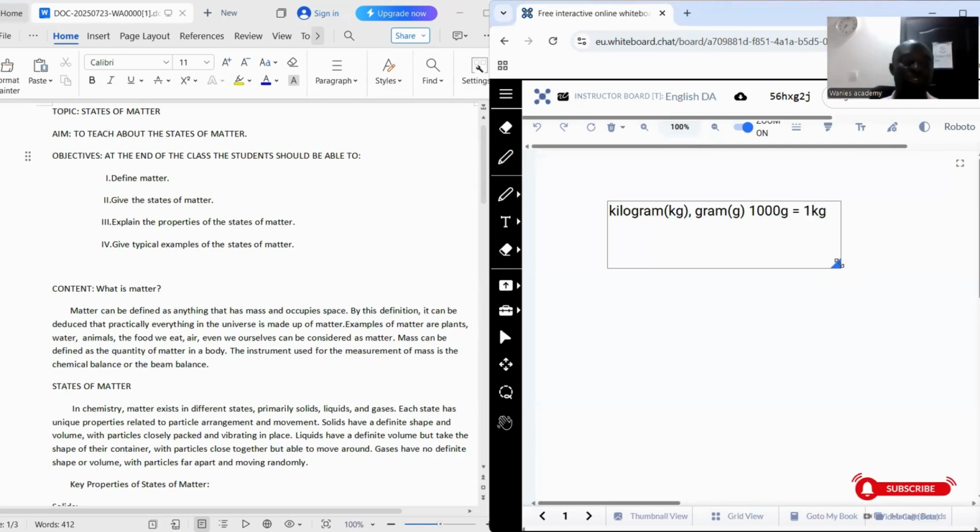Having stated this, now let's look at the instrument with which we measure the mass of a body. Mass is measured with an instrument called chemical balance, or what we call beam balance. All right, so I have talked about matter and mass.